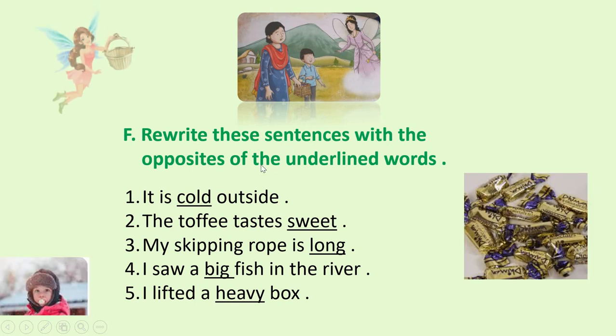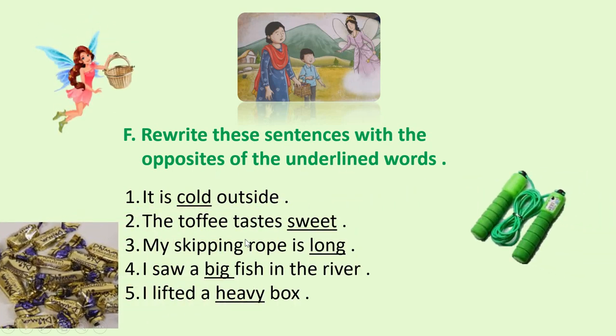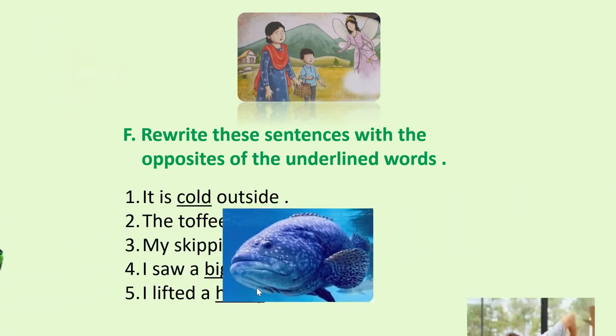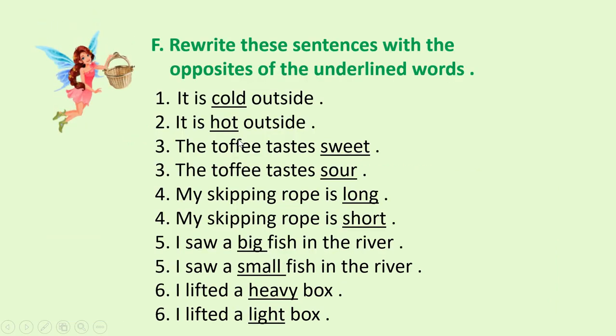Rewrite these sentences with the opposites of the underlined words. It is cold outside, toffees are sweet, skipping rope is long, big fish in this river, I lifted a heavy box. Okay, so you have to rewrite. Like, instead of cold, you have to write its opposite. It is hot outside. The toffee tastes sweet. The opposite of it will be, toffee tastes sour.